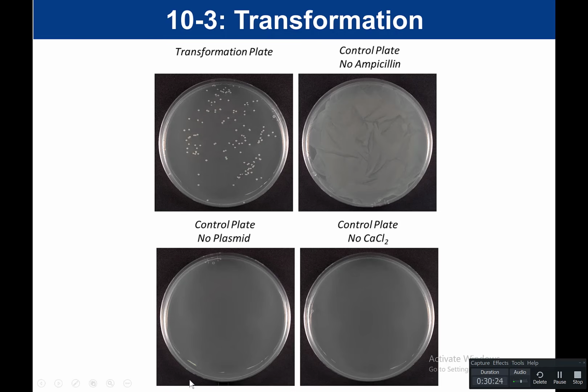Our no plasmid control, we expect no growth because if we don't have the plasmid, they shouldn't be ampicillin resistant. This one has no calcium chloride. Bacteria should not be competent and therefore won't take up the plasmid even though the plasmid is there, and therefore they don't have ampicillin resistance. So you should understand, given what's in the tube, you should be able to predict whether or not you would see growth, and why or why not.